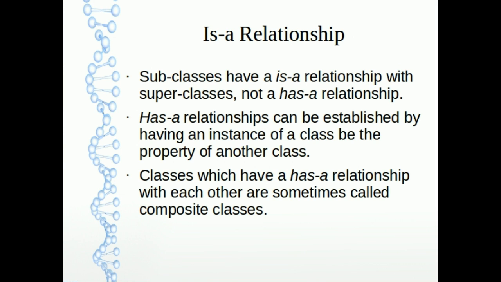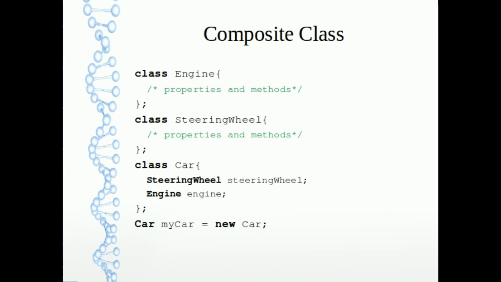Subclasses have an is-a relationship with superclasses, not a has-a relationship. Has-a relationships can be established by having an instance of a class be the property of another class. Classes which have a has-a relationship with each other are sometimes called composite classes. And here's an example of a composite class in pseudocode.